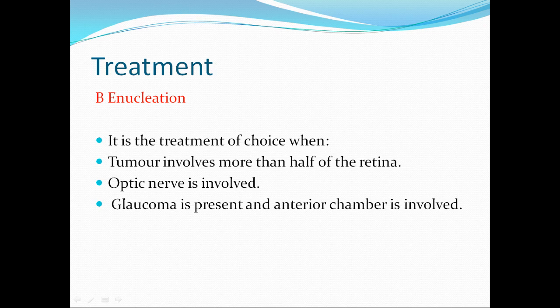Enucleation is the treatment of choice when the tumor involves more than half of the retina, the optic nerve is involved and glaucoma is present and anterior chamber is involved. Eyeball should be enucleated along with maximum length of the optic nerve, taking special care not to perforate the eyeball.